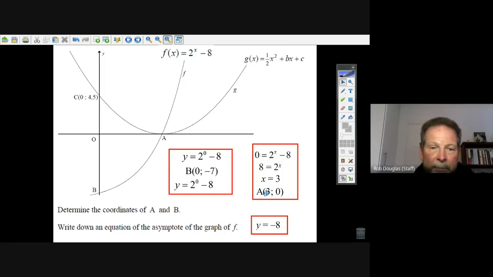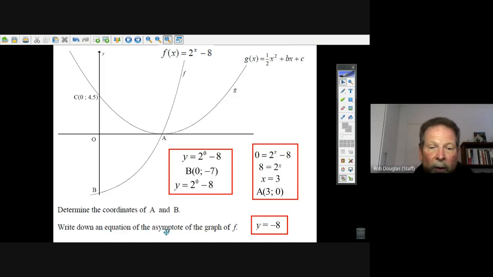We've got A. Now, what about B? Look, it's down here. Well, that's where x is 0. So this is the function to use for this. If we let x equal 0, we get 2 to the 0 is 1, and 1 minus 8 is negative 7. So B must be 0 and minus 7, because 2 to the 0 minus 8 is just minus 7. So there we go. We've got the coordinates of A and B.